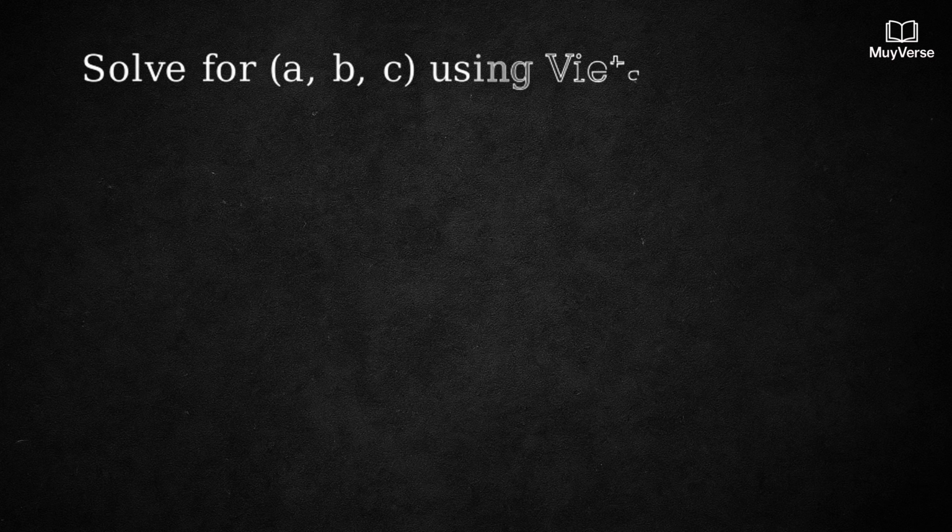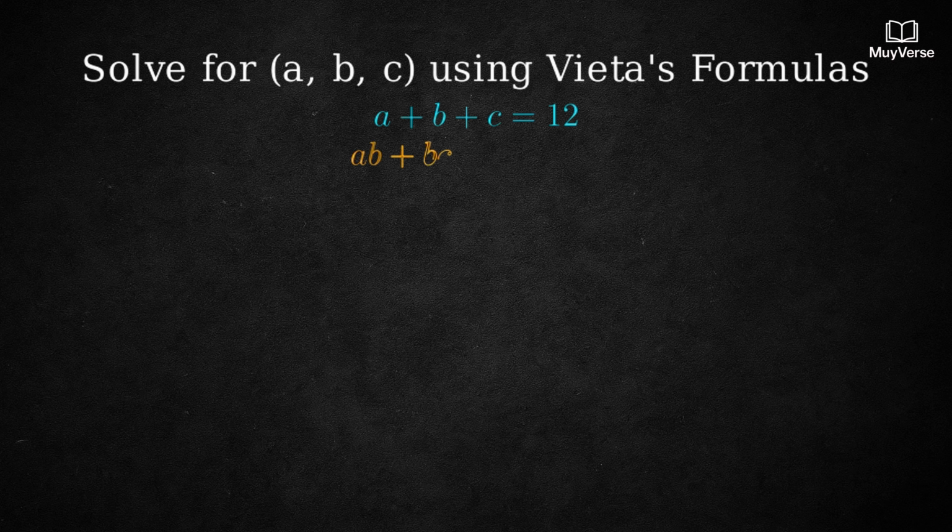In this video, we will solve the following system step by step, with no step skipped. We want positive integers a, b, c such that a plus b plus c equals 12, ab plus bc plus ca equals 44, and abc equals 48.